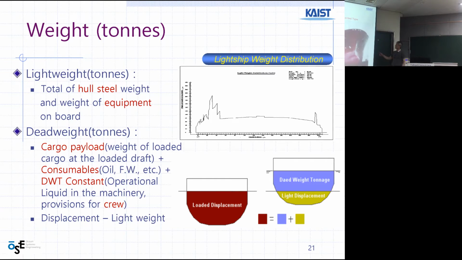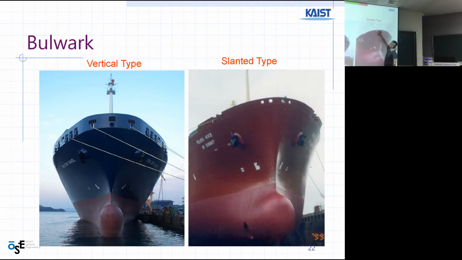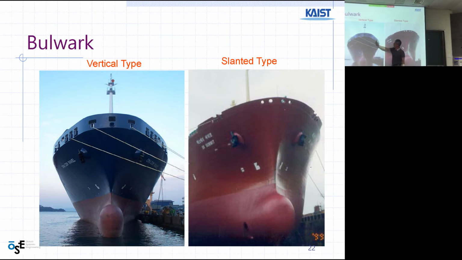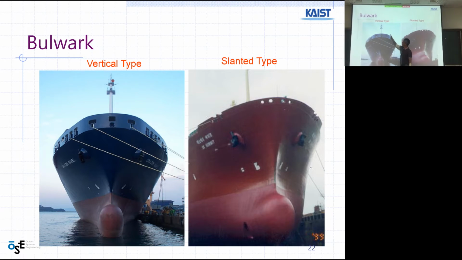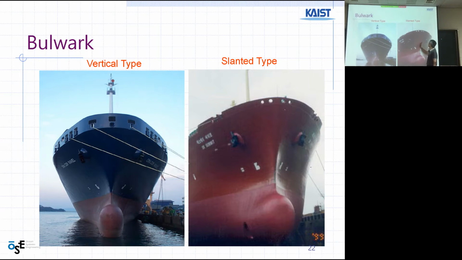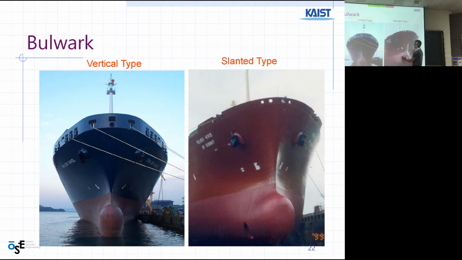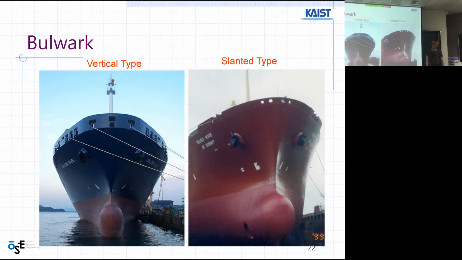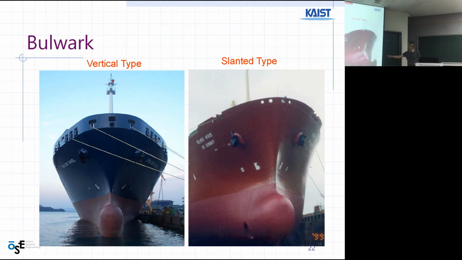Bulwark means the shape at this portion, we call it. But this one is angled and straight up, right? Angled and straight. Vertical type, but the slanted one means this type. This is a rounded shape, this way and this way. So two different types, and bow, bulbous bow.